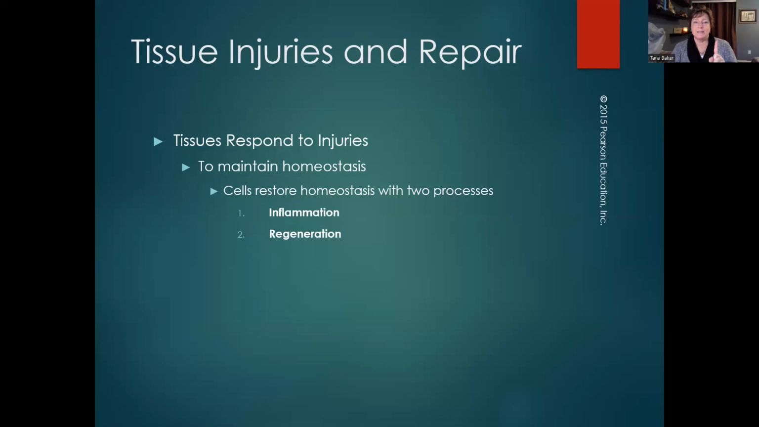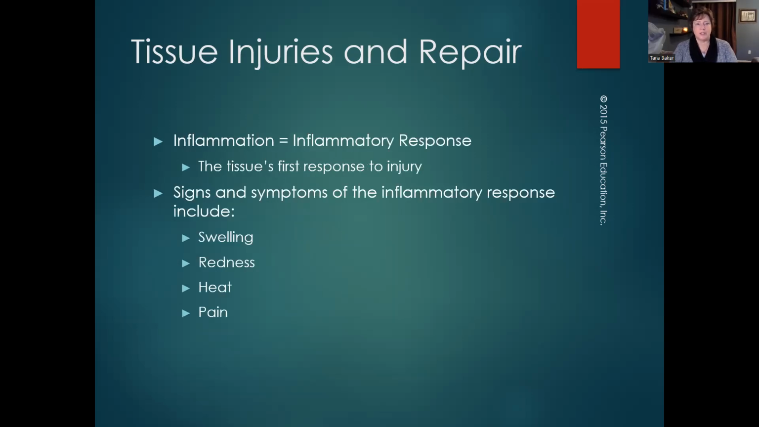The first thing that happens is that we have inflammation. And inflammation's job is to bring in the workers of the body to clean up the dead tissue. Get the dead tissue out of the way. And then regeneration is to have the builders of the body, the fibrocytes, come in and build new tissue in its place. So the first thing we're going to talk about is inflammation. Then we're going to talk about regeneration.